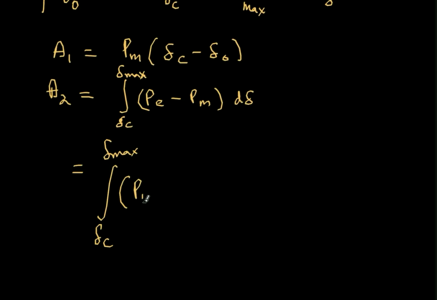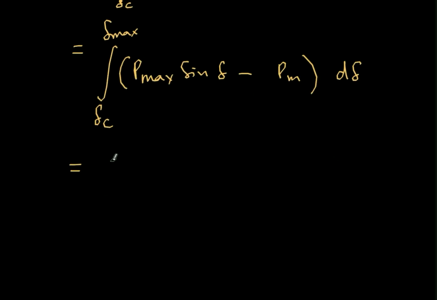So P is P max sine delta minus PM, all with respect to d delta. Now, what is the integration of this? Integration of sine is minus cos delta, and then P max is anyway constant, that is just a coefficient. So this is from delta C to delta max.